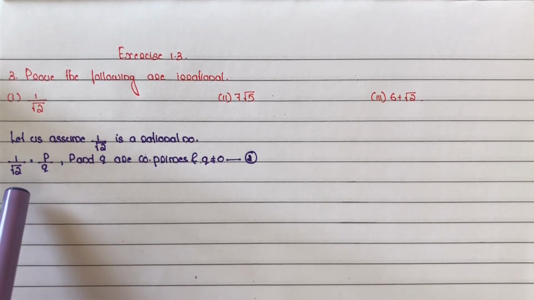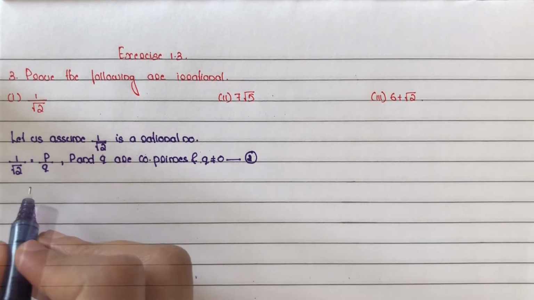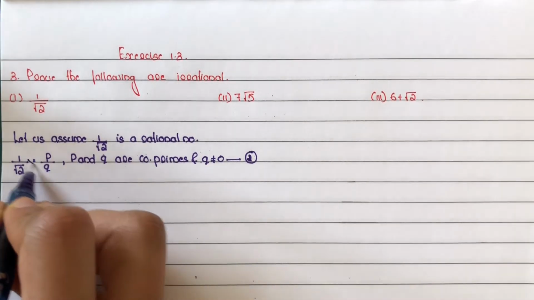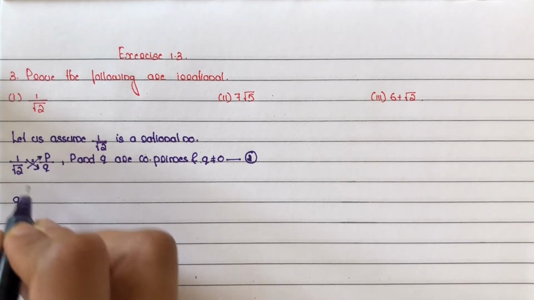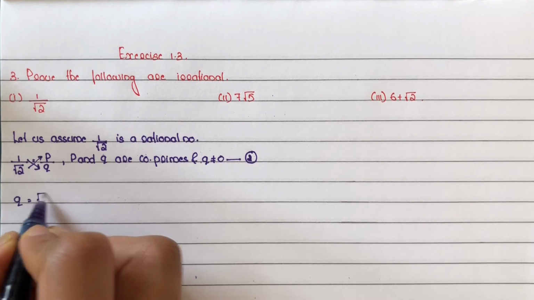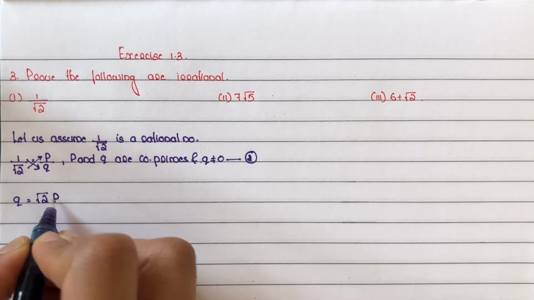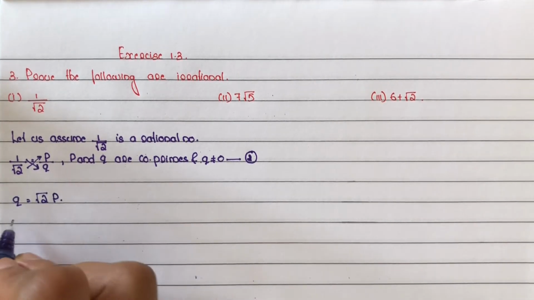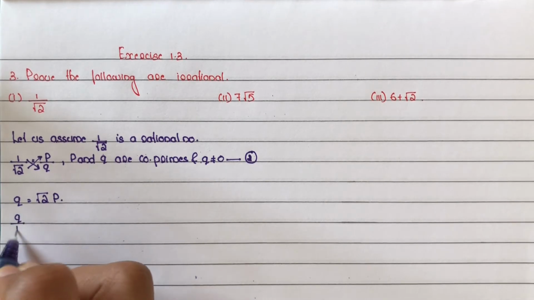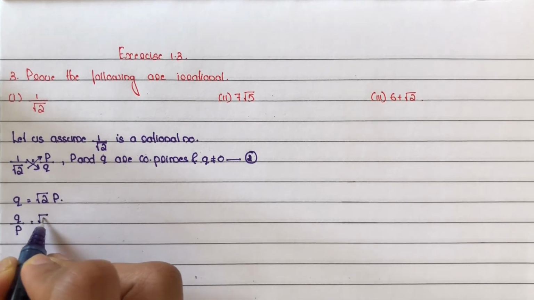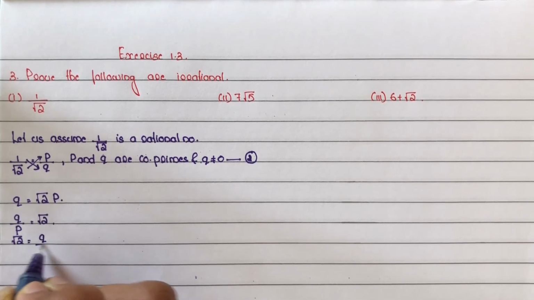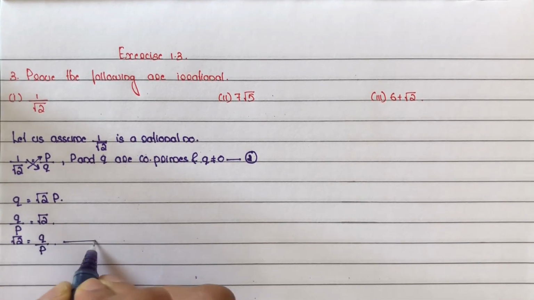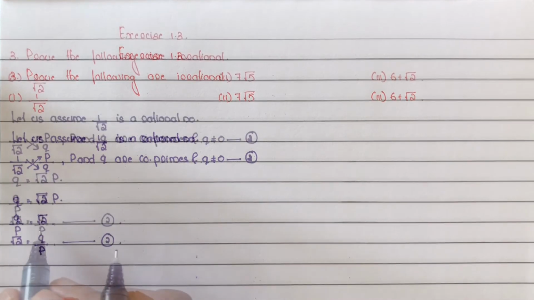Next, let us rewrite the equation as root 2 equal to something. First cross multiply: 1 into q, q, equals root 2 into p, root 2p. Then, dividing by p, q by p is equal to root 2, or root 2 is equal to q by p. Mark it as equation number 2.